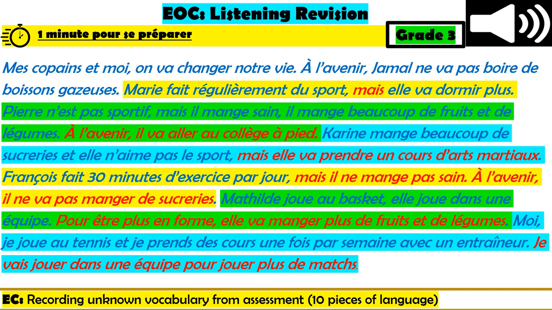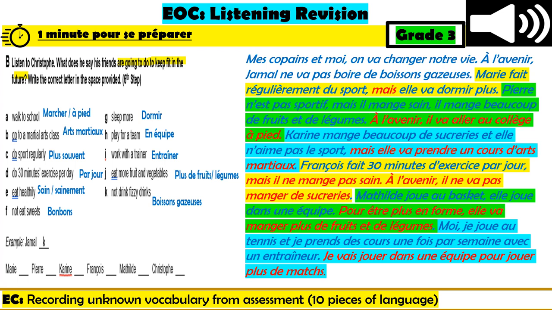Et voilà, right guys, let's go through it. So, Marie is down here. So, let me get my pointer back. Voilà. So, Marie fait régulièrement, love that word, du sport. So, that's not the answer. What will she do? Mais elle va dormir plus. Donc, Marie, elle est J. Voilà, pardon, G. Numéro 2, Pierre. Pierre n'est pas sportif, mais il mange sain. Il mange beaucoup de frites. That is the trap. À l'avenir, il va aller au collège à pied. Voilà, donc Pierre, c'est A.